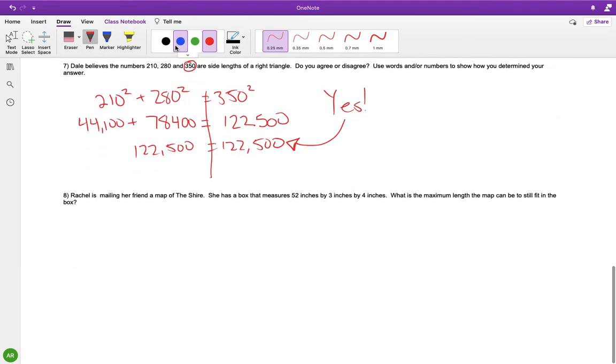This last one's a classic Pythagorean theorem in three-dimension problem. So Rachel is mailing her friend a map of the Shire. She has a box that measures 52 inches by 3 inches by 4 inches. What is the maximum length the map can be to fit in the box? So I'm going to sketch our box real quick. So the box is 52 long. It goes back 3, and then its height is 4. So here's my quick sketch of my box.